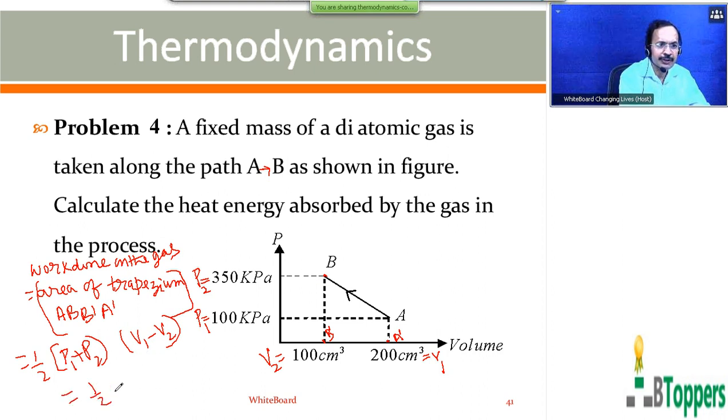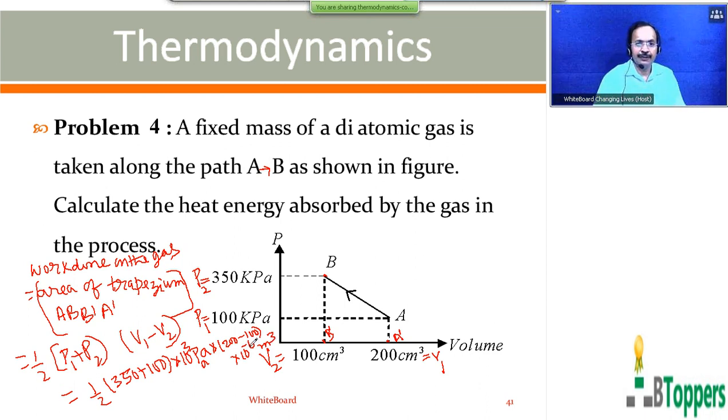You can write P1 equal to 100 kilopascal, and P2 350 kilopascal. So P1 plus P2 will be 100 plus 350 kilopascal, that is into 10 cube pascal. So I am trying to express all units in the SI system. Into V1 minus V2. V1 is 200 cubic centimeter, V2 is 100 cubic centimeter. So 1 cubic centimeter is equal to 10 power minus 6 cubic meter.